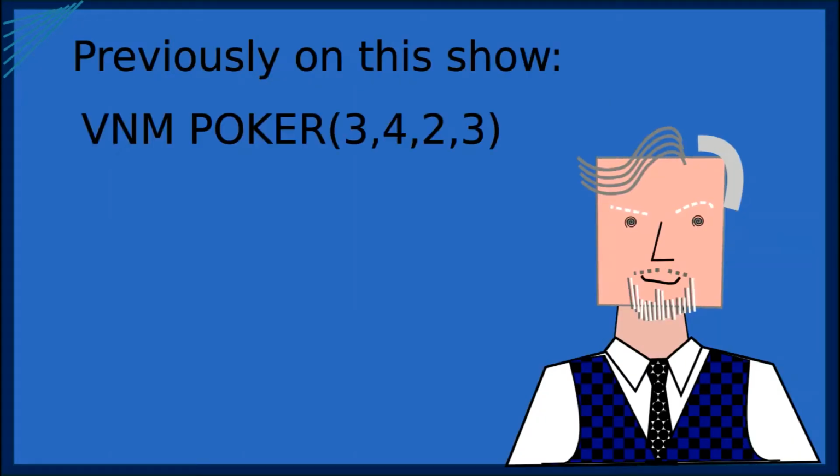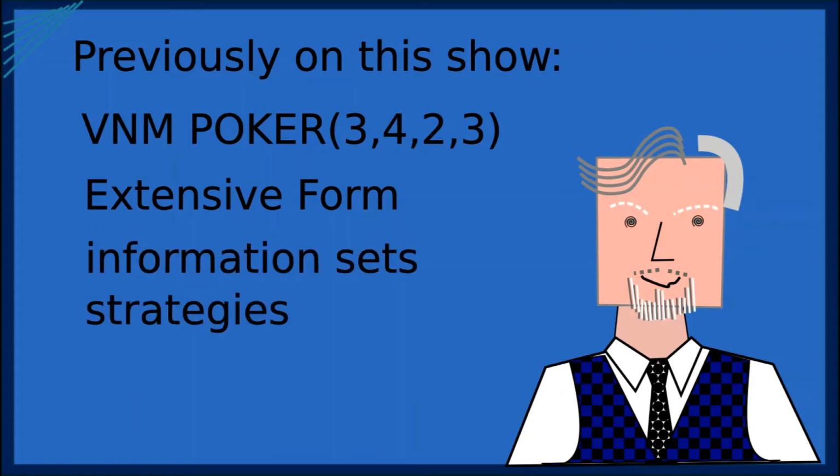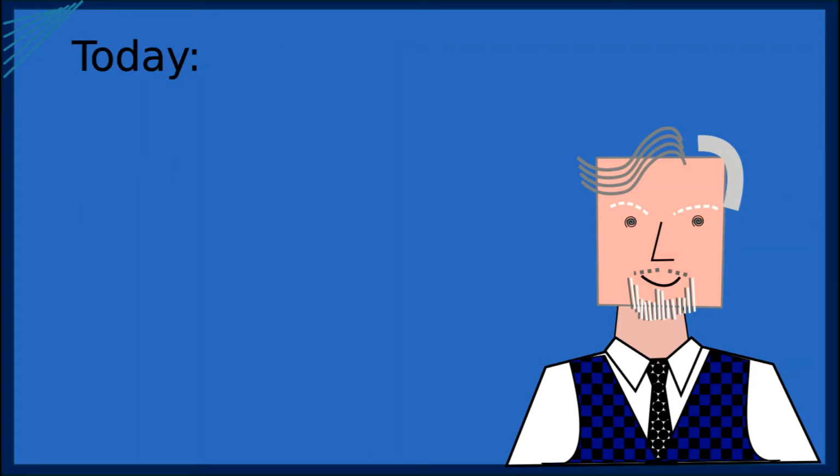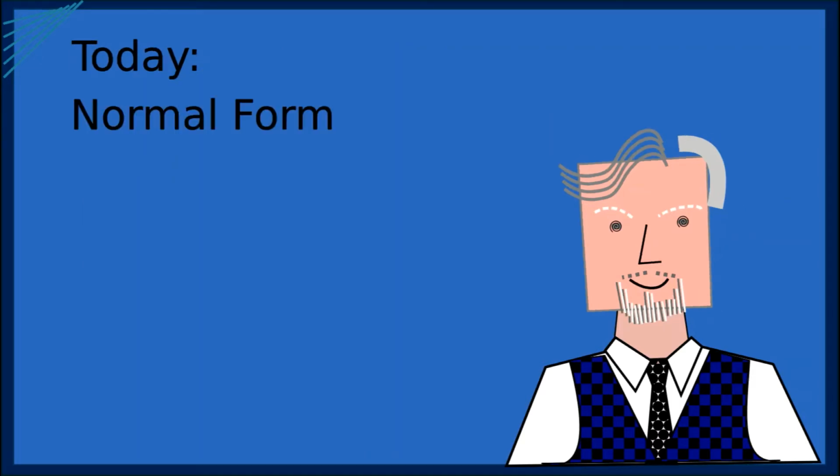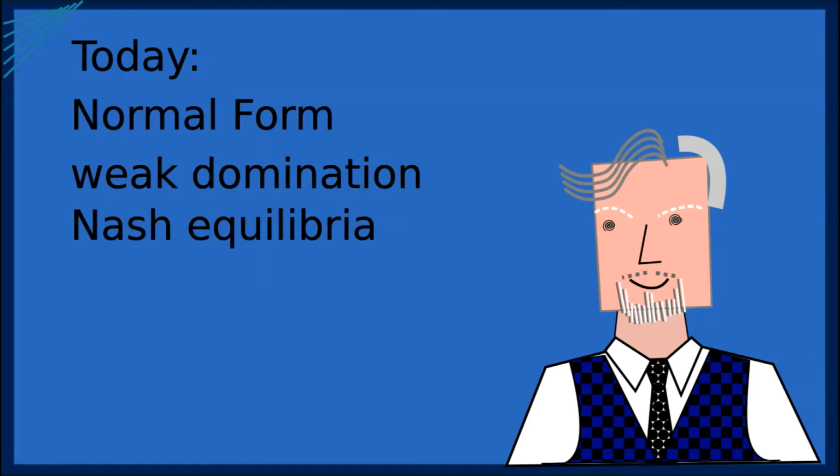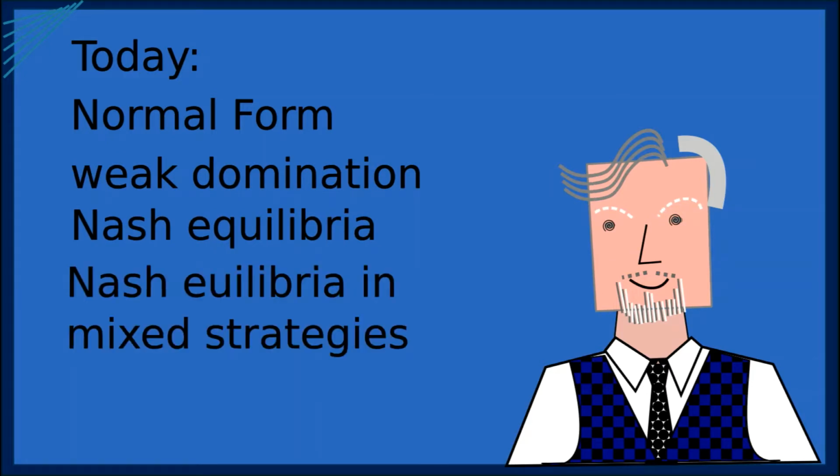Having discussed the game V&M Poker 3423, its extensive form, information sets and the 8 strategies of Anne and Beth in the first part, in this part we will move to the normal form, we will eliminate weakly dominated strategies and then find a Nash equilibrium in mixed strategies.